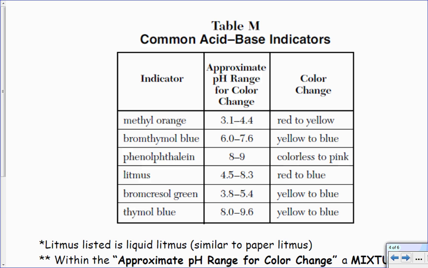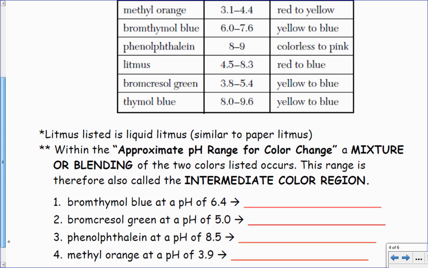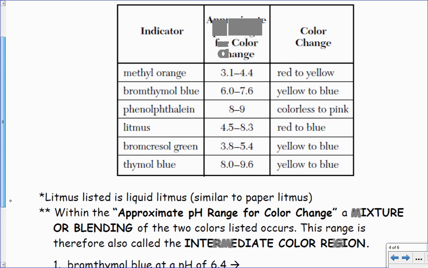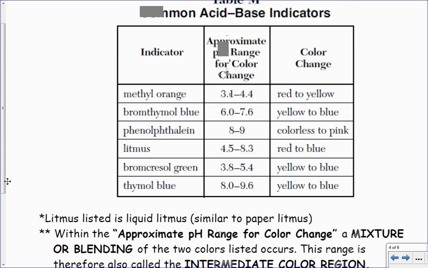This is table M in our reference tables, and I'm going to go through how we read this and how we use it. Then we'll do some examples. The first example is bromothymol blue. I do not have yellow. What do I have? I have red and blue, so I'm going to do litmus, because I have a red and a blue marker. That'll be a little bit easier to see.